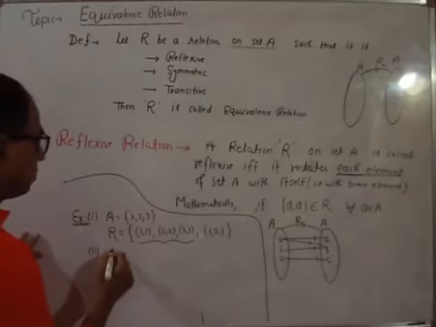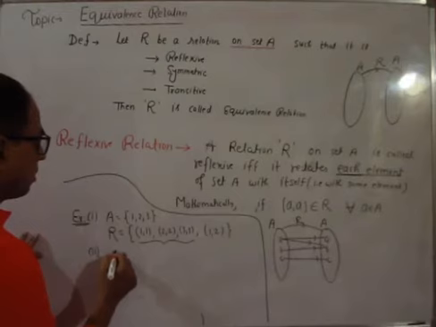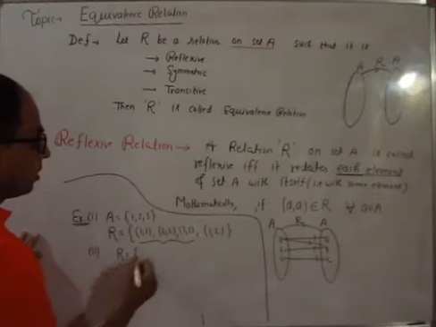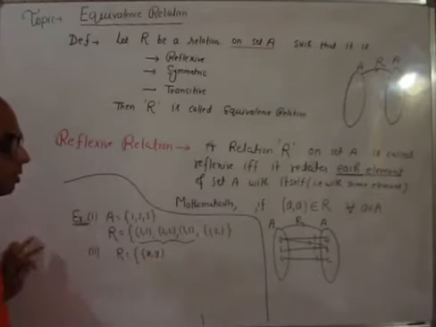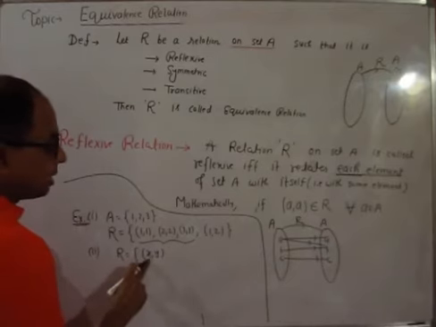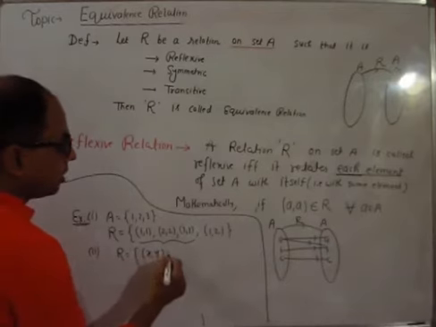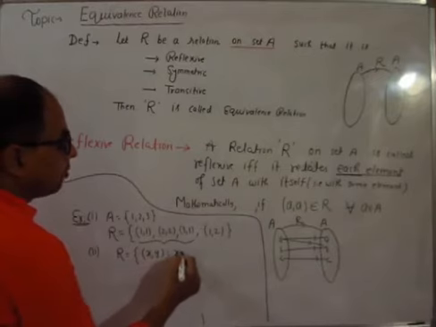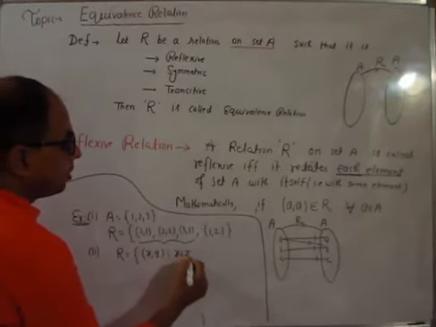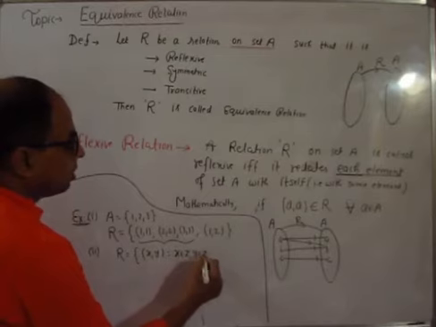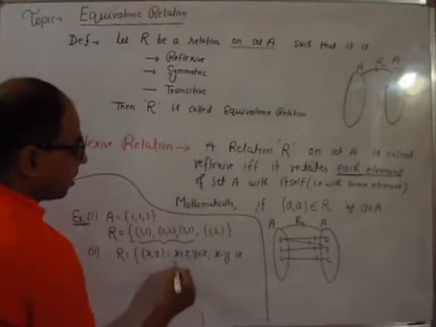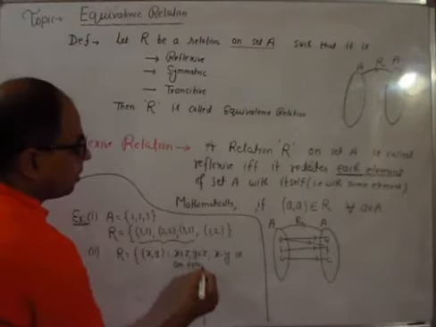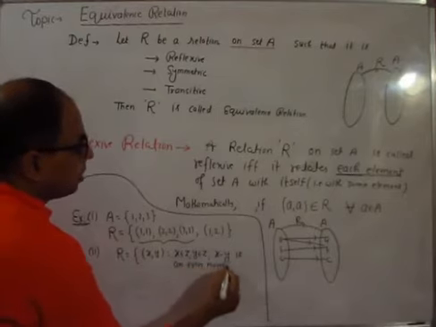Now let us take another example. Suppose R is a relation such that x is related to y. What does it mean? x is related to y such that x belongs to integers, y belongs to integers, and x minus y is an even number. This is the relation between x and y.